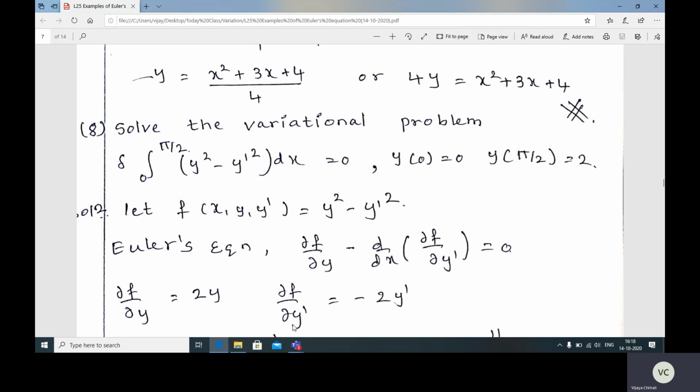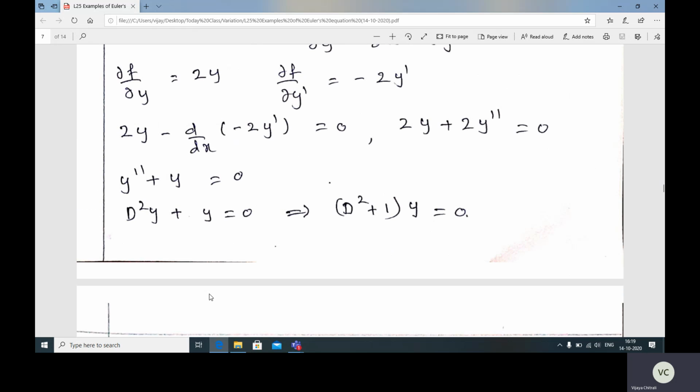Dou f divided by dou y dash: differentiate partially with respect to y dash. While differentiating partially with respect to y dash, keep x and y as constant. So differentiation of the constant is 0 minus 2y dash. So dou f by dou y dash is equal to minus 2y dash. Now substitute these two in Euler's equation.